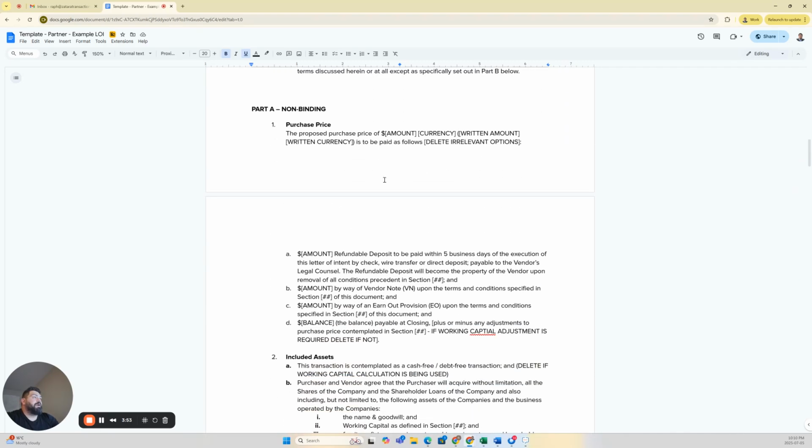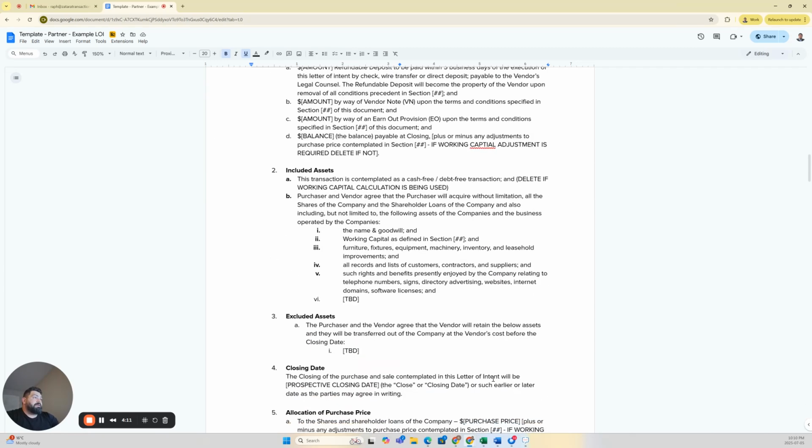You've got your purchase price, and basically you've got your deposit, your vendor note, your earnout provisions, and then whatever is payable at closing to be adjusted for the working capital. A lot of times you're going to have a working capital adjustment. You might have a work in process adjustment. So, included assets, cash-free, debt-free transaction.